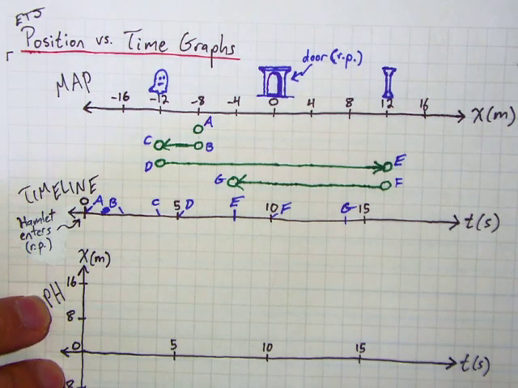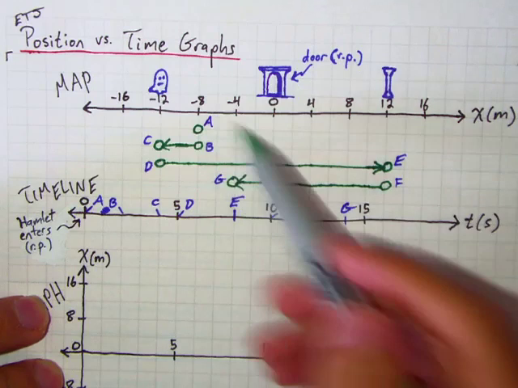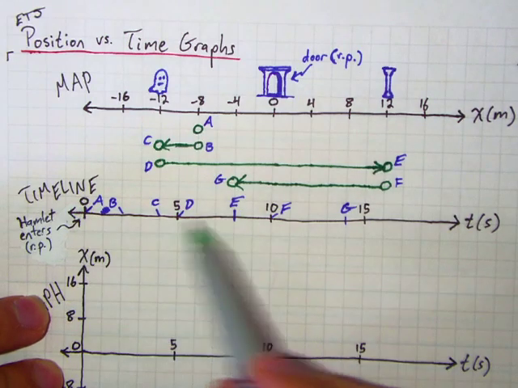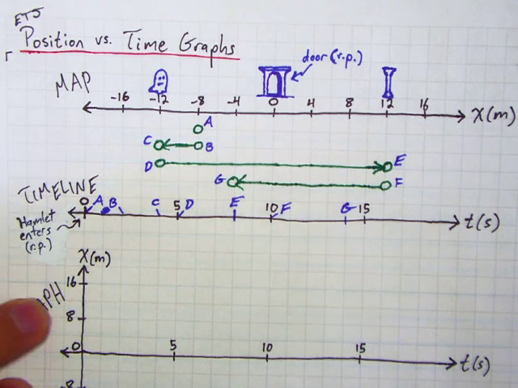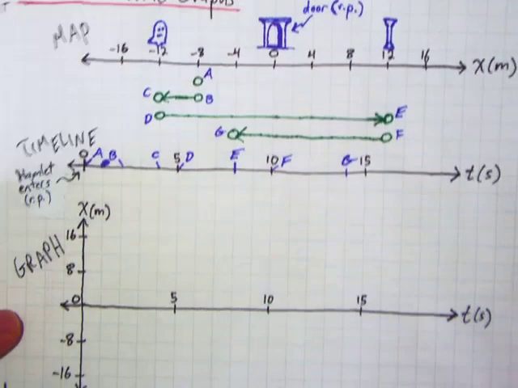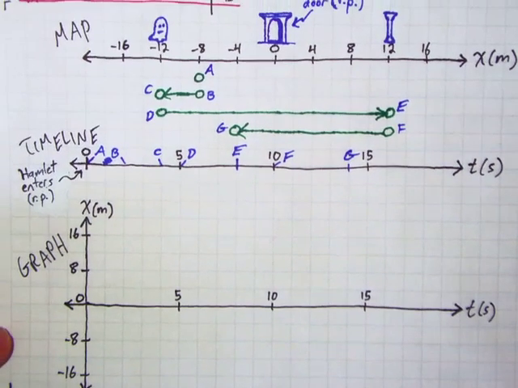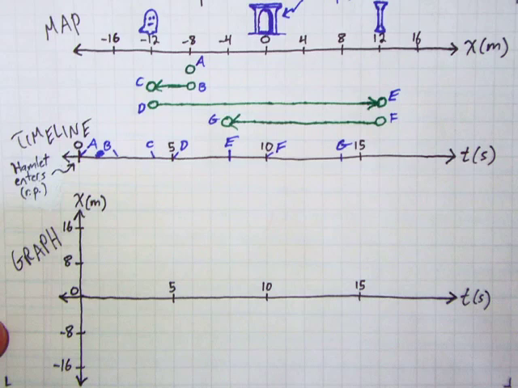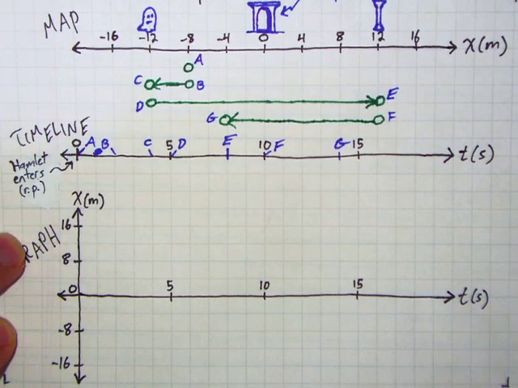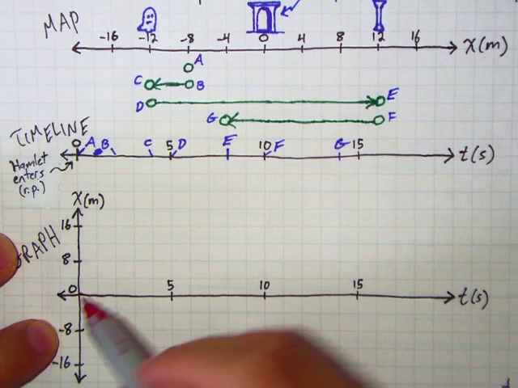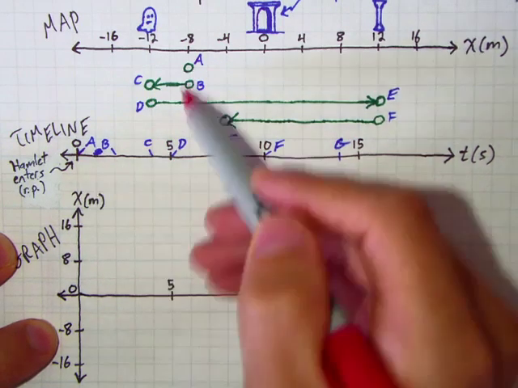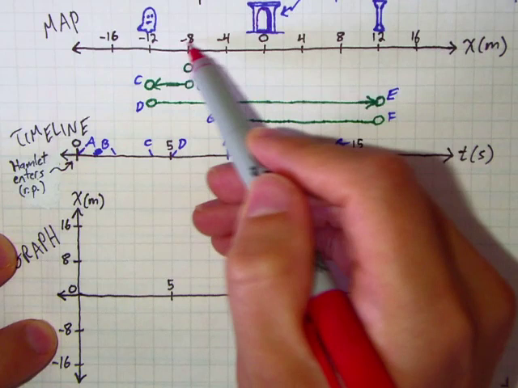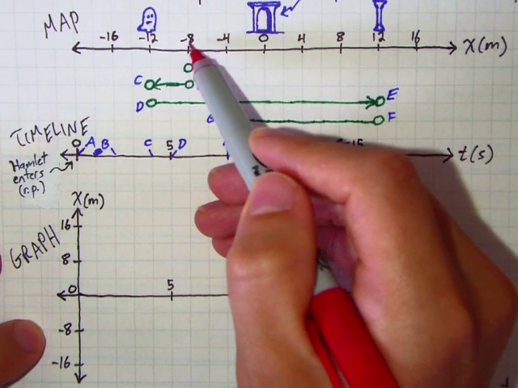Alright, so we've taken this story and mapped out the motion and marked these events on a timeline. Now let's combine all this into a single graphic that's easier to understand and to use. A position versus time graph. So at time equals 0, Ophelia is standing here, and we know that she doesn't move for 2 seconds. From A to B, she's standing still. Her position is constant, -8 meters.